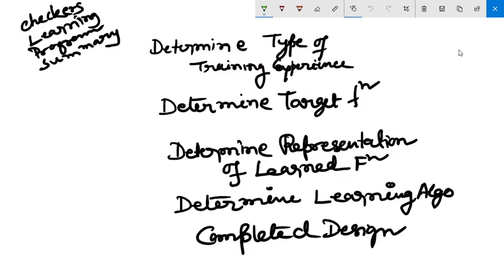Lastly, we are going to summarize the checkers learning program. First, we saw how to determine the type of training experience. For this, the checkers program can play against experts, play games against itself, or use a table of correct moves. There are different ways you can optimize determining the type of training experience.